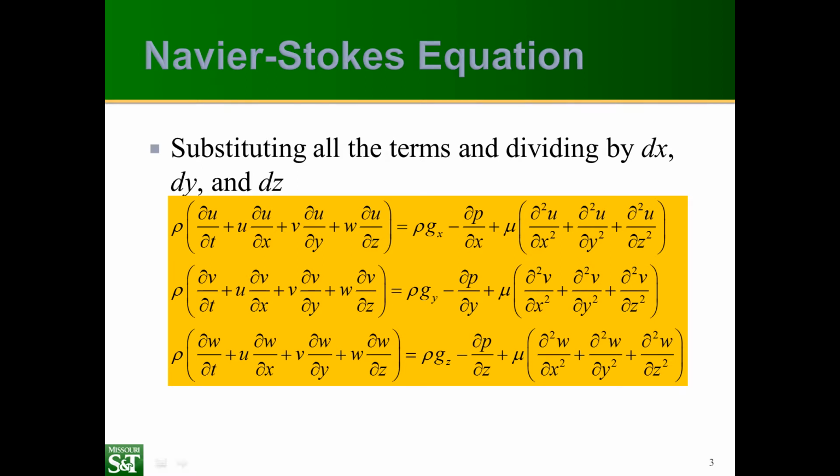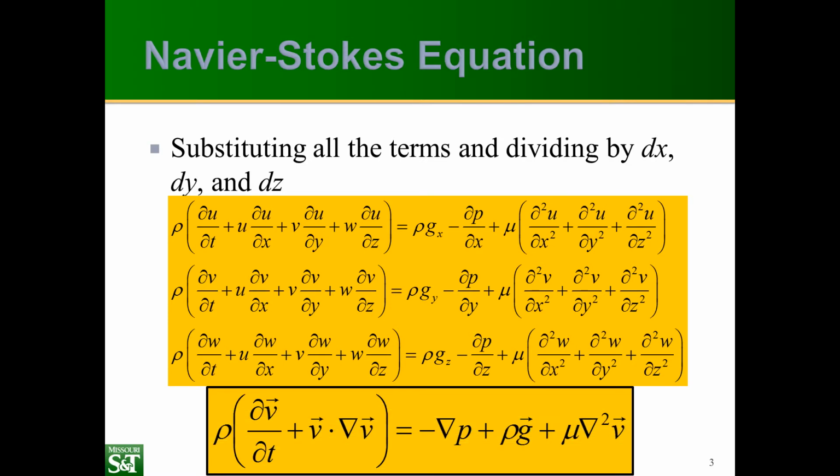And you can see here, here's our change in momentum with time, here's our acceleration terms, here's our body force, here's our pressure force, and this is the friction force, the shear stresses due to the viscosity or the friction within the fluid. Now, there is a more compact way to write the Navier Stokes equations using gradients and vectors.